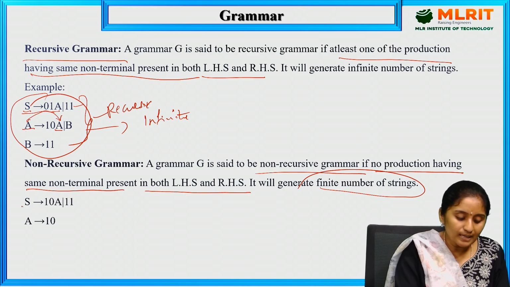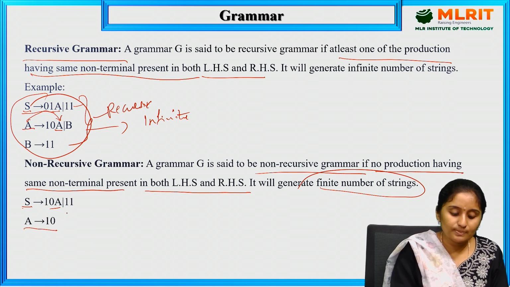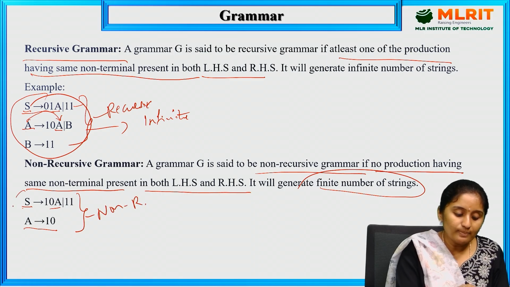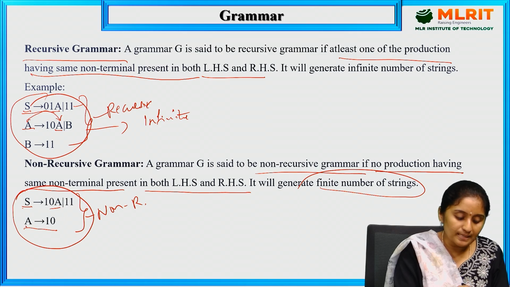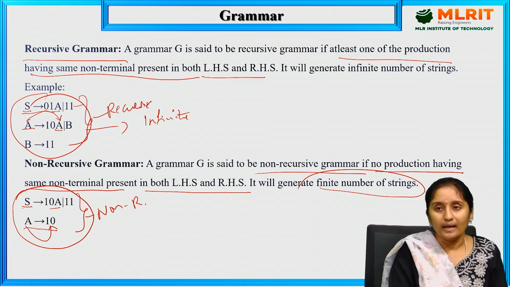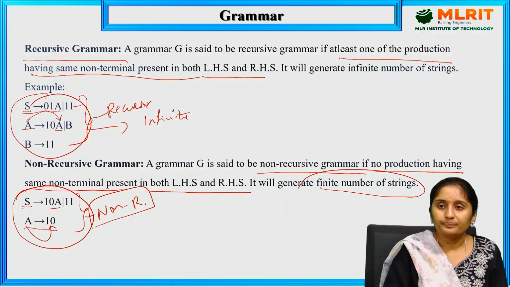See here, S produces 1, 0, A. Here S is the non-terminal in the LHS part, and in the RHS part I have A. Both are different, so it is not a recursive grammar. Here A produces 1, 0. There is no non-terminal in the RHS part, so this grammar is non-recursive. There is no non-terminal on the LHS that is present in the RHS, so we call it a non-recursive grammar.